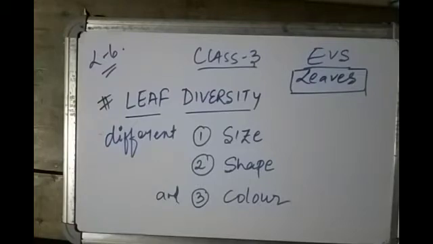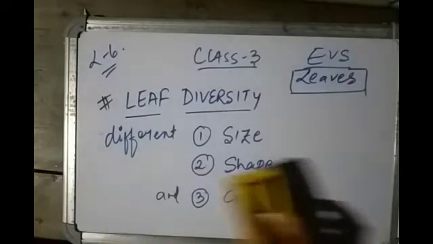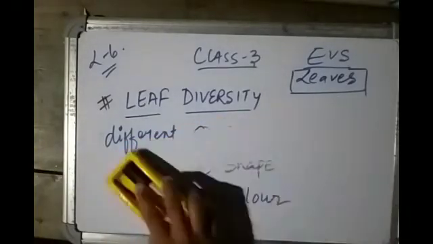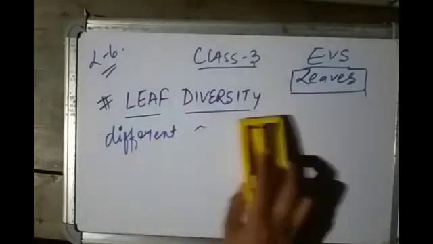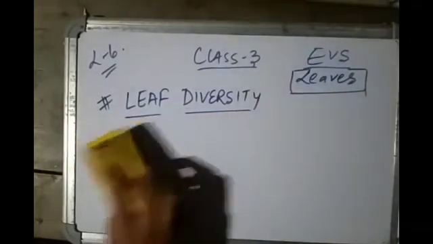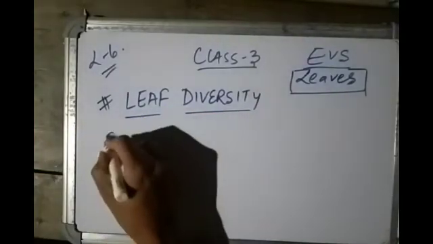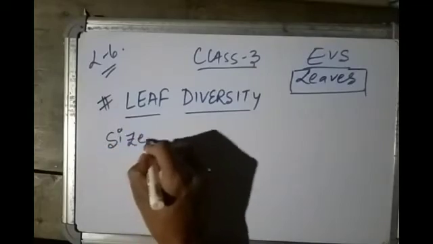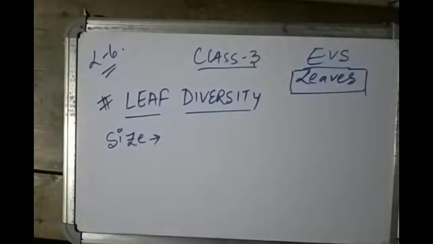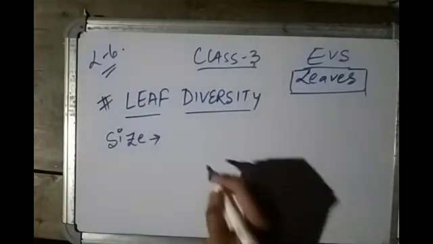So these points are highlighted by blue ink. When you look at your textbook, you will find these topics highlighted by blue ink. Leaf diversity, the size. So first we will discuss about size. Some leaves are big in size.